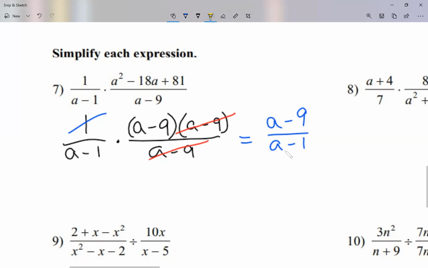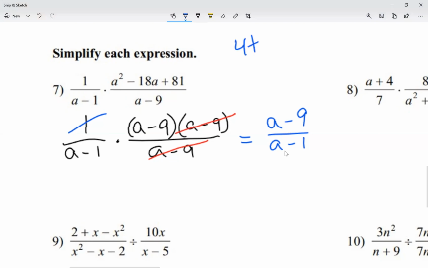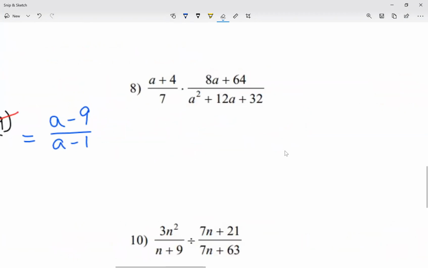Now, some of you might be thinking, what about those a's? Can I cancel that a with the other a? In this case, no, okay? They have to cancel the whole factor. When there's a plus or minus, in this case, minus is on the top, a minus 9, I have to cancel the whole thing, not just part of it. For example, 4 plus 7 over 4, I'm not just going to cancel the 4 and say 11 divided by 4 is 7, right? That's not true. So that's why we don't just cancel part of it. So in this case, nothing else I can cancel. A minus 9 over a minus 1. That's it.